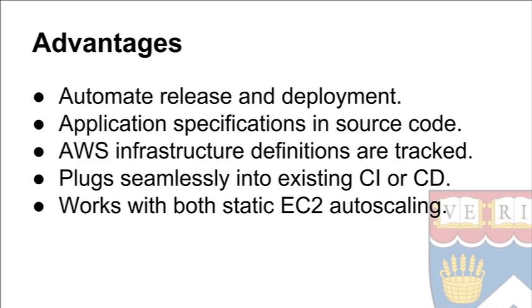Some of the other advantages is it plugs directly into existing CI/CD. So if you're using things like Jenkins or Puppet and Chef, it's designed to be flexible enough to plug into existing workflows for deployment automation. And it also works well with both just a static set of EC2 instances as well as dealing with things like auto-scaling policies and so forth.